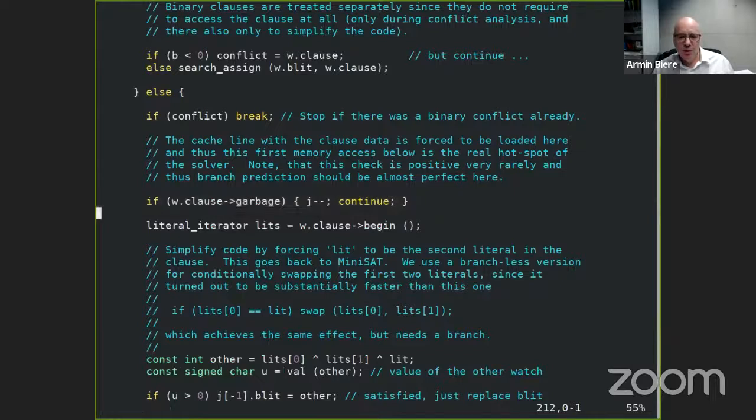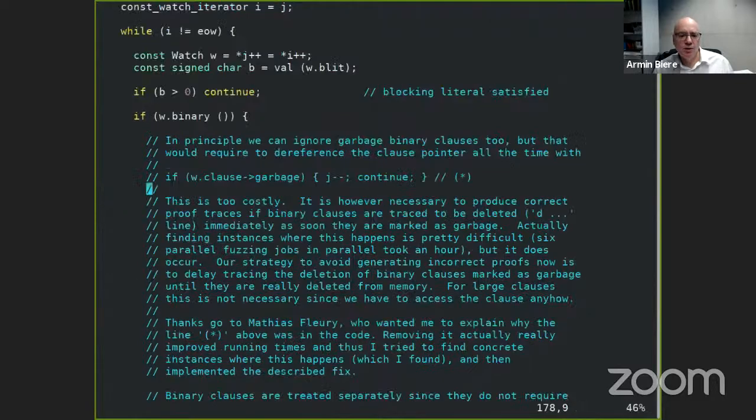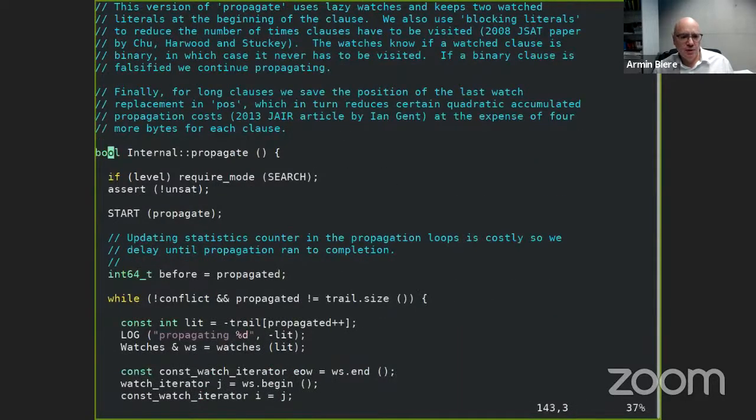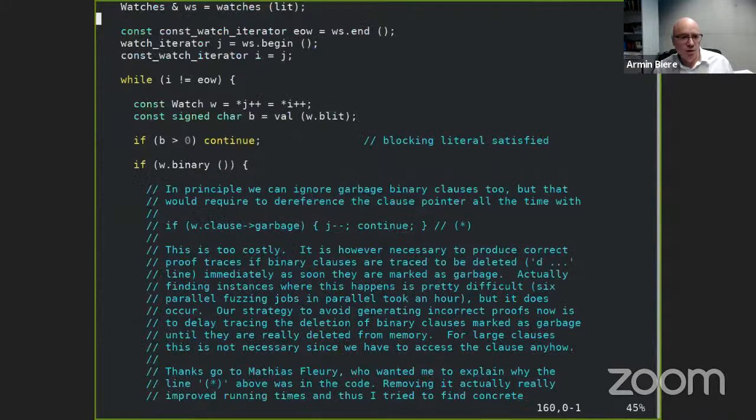Unfortunately, this is something already complicated, why you need this garbage thing, but let's not go into this. If you're a little more careful, you won't need it. So where are we here? This is the propagate function. It goes over the trail, the not yet propagated variables on the trail, gets the literal and propagates it. Then it gets its watches, and then it goes over these watches. So this is this loop.